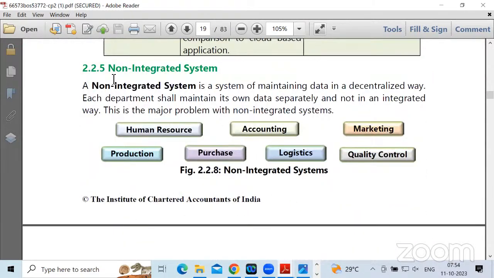Right. Non-integrated system. What is non-integrated? The system is not connected. That's all. You assume a scenario like this.